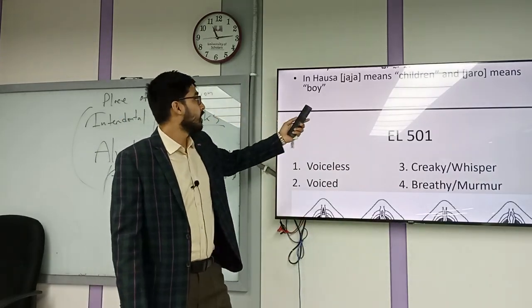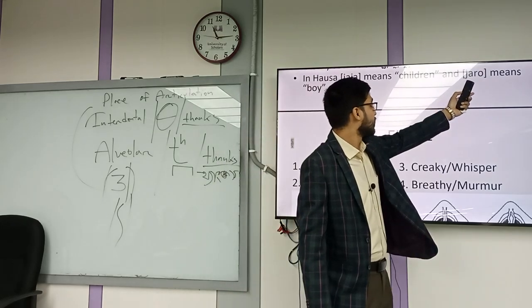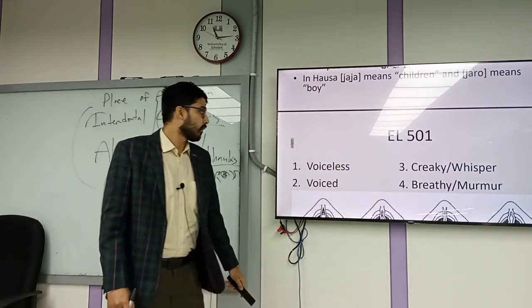In Xhosa, Jaja means children and Jaro means boy. Okay?